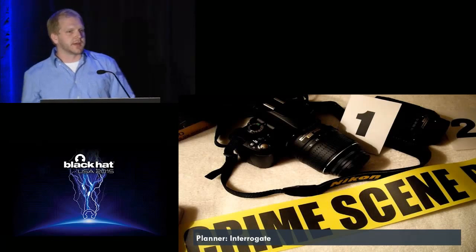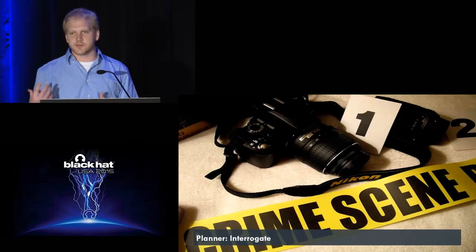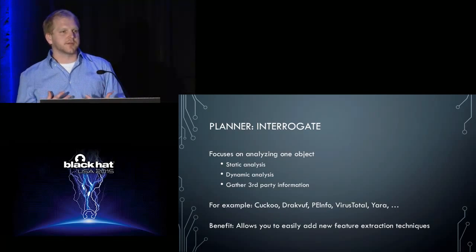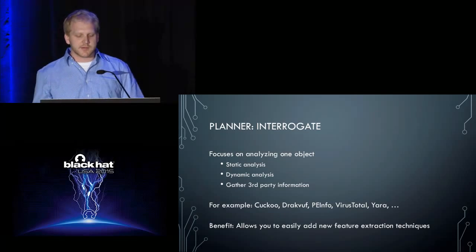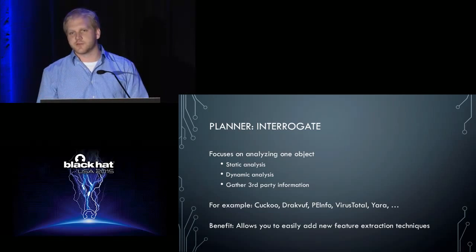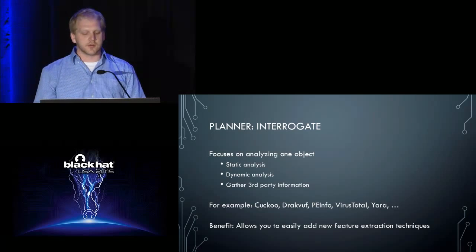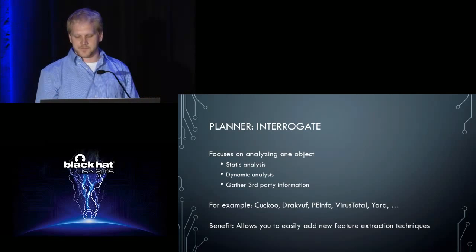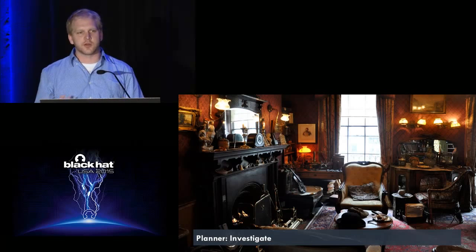So with the interrogation planner, the goal here is to figure out, when you receive a sample, when you receive an IP address, a domain, what is it and what information can you get from it? So this really focuses on just one object, whatever it is, it's agnostic. But how do you do the static analysis, perform the dynamic analysis, get information from your third parties, and put everything together? So let's say you got a sample, this will execute Cuckoo, this will pull in Drakvuf for dynamic analysis, PE info, VirusTotal, or whatever have you. Next, you get a huge amount of data, and you've got a lot of features that are generated from this. So what do you do with all that data? How do you display it? How do you work with it?